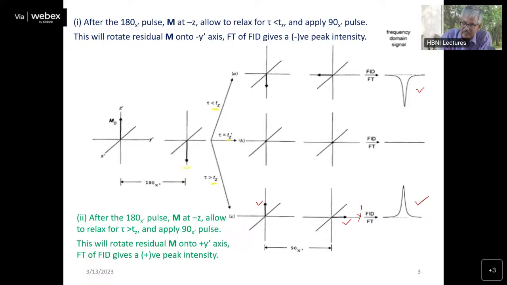But when the delay time tau exactly matches Tz, where the magnetization is zero, you will see that there is no signal. Now let us see how this helps in determination of the T1.